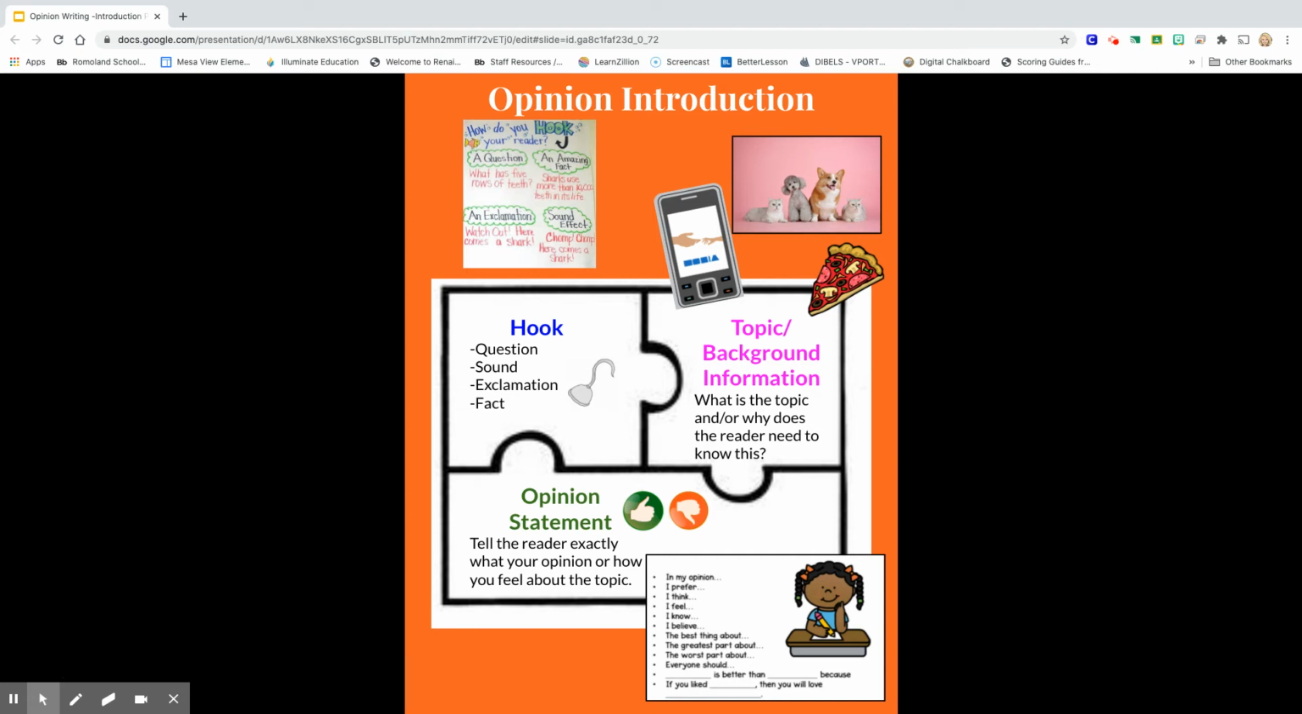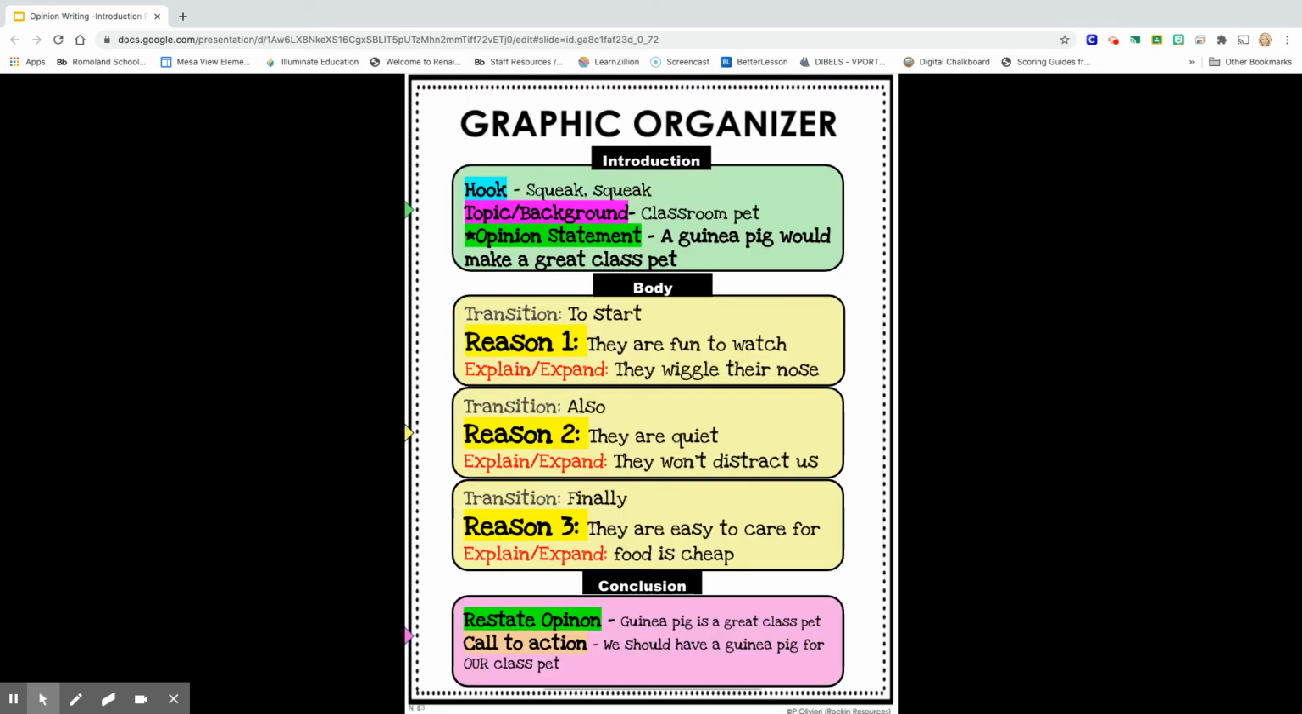So again, introduction paragraphs should have at least 3 sentences: a hook sentence, a topic and background sentence, and an opinion statement sentence. So let's take a look. Now remember, this is only our introduction paragraph. And in this introduction paragraph in the organizer, I had a friend who started jotting down their ideas for their introduction. And they said, okay, in my hook, I want to make some kind of sound. What about a squeak, squeak? Okay, and they typed that down.